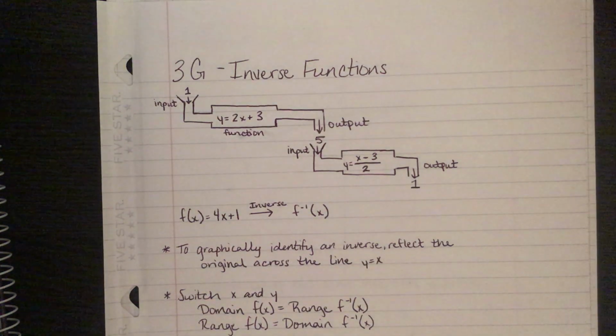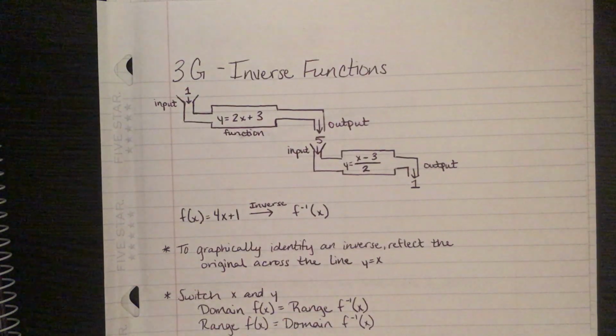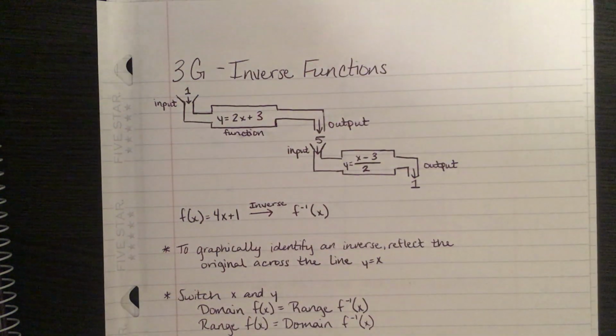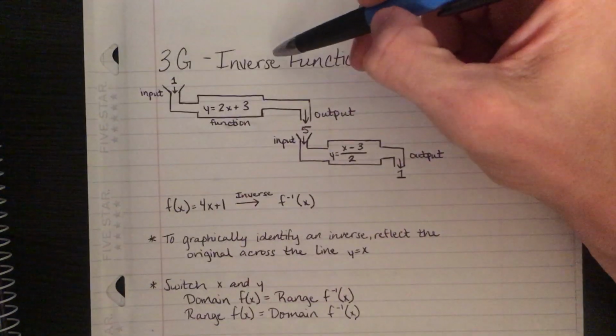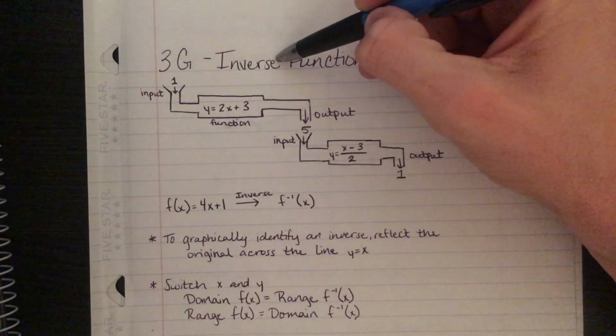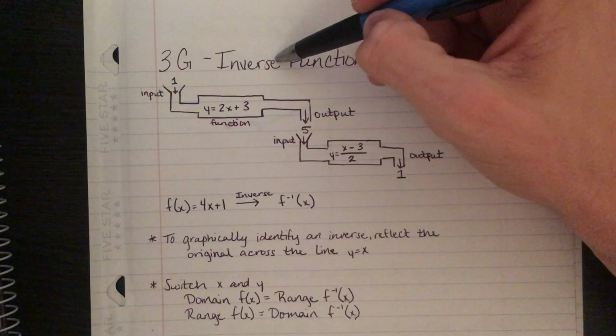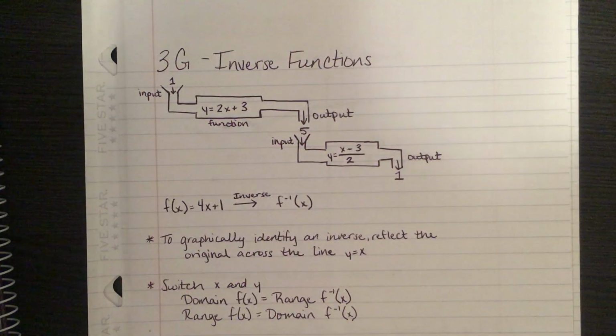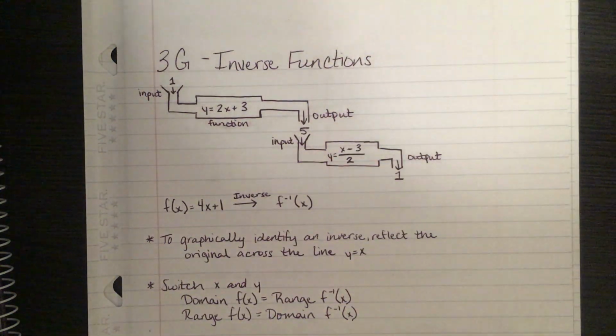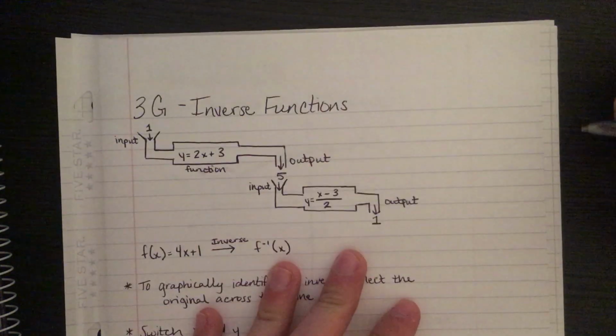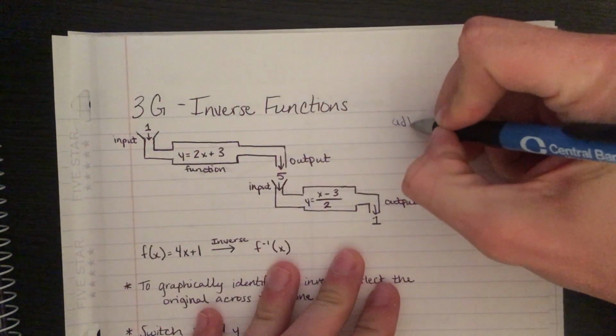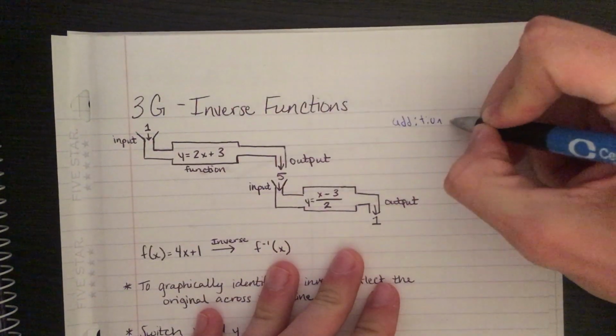Good morning, everybody. We're going to finish up chapter 3 today, and the topic we're going to go over is inverse functions. This word inverse means to do the opposite. It means to undo something. Some examples of inverses would be addition and subtraction. Those undo each other.